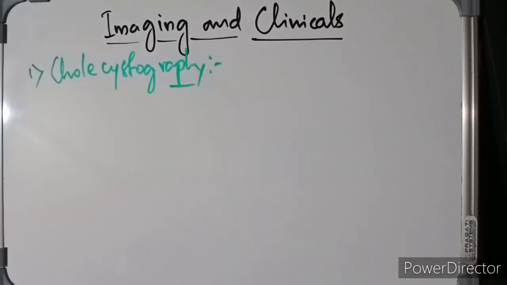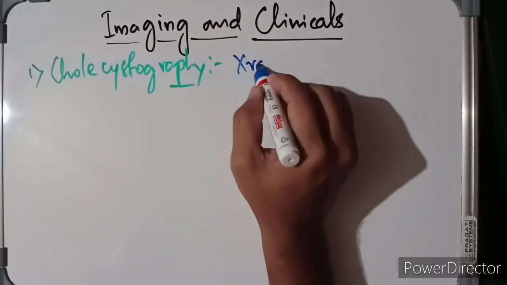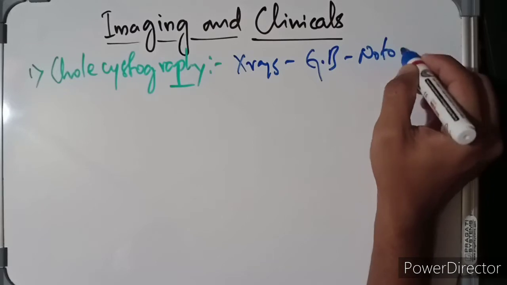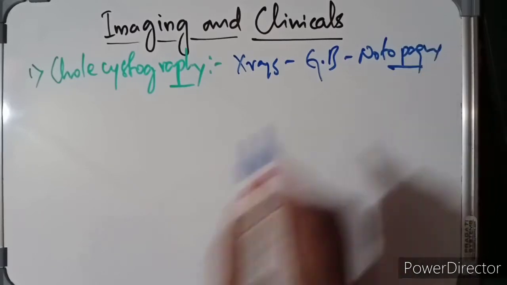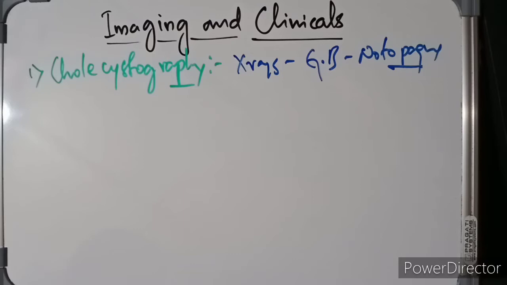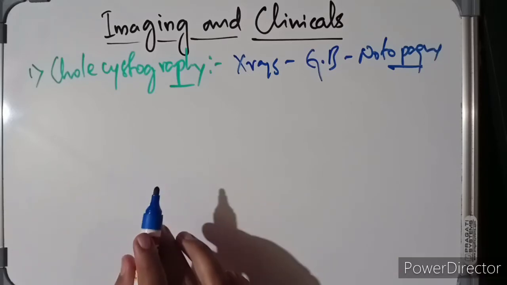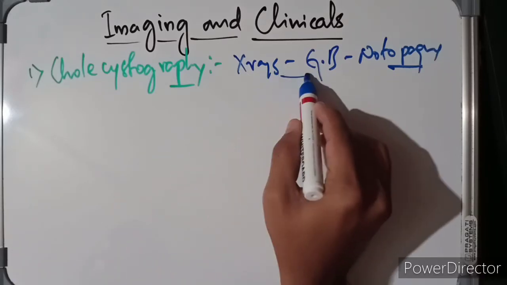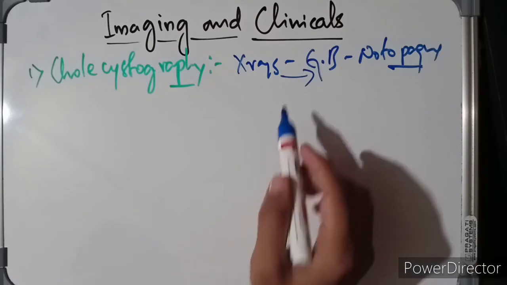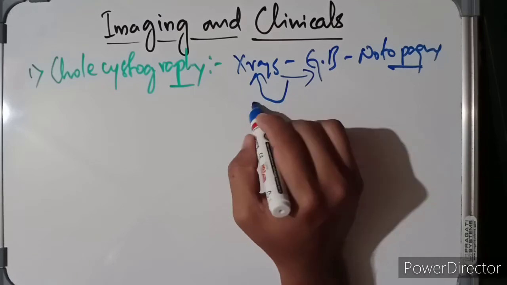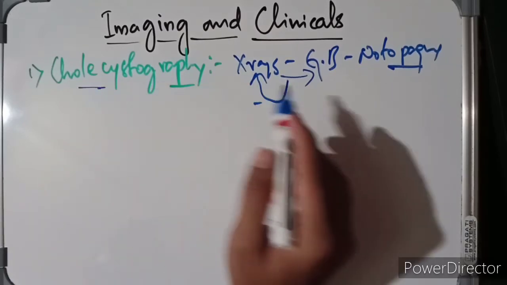So what is cholecystography? Generally the gallbladder is not opaque to X-rays. So when the X-rays pass through, the gallbladder can't be seen on X-ray imaging. But radio opaque dyes are given either by mouth or by intravenous injection. They are excreted by the liver from the blood, and then they reach the bile and then the gallbladder. The gallbladder concentrates the radio opaque dye, and the dye then shows up on the X-ray imaging. So this is known as cholecystography.